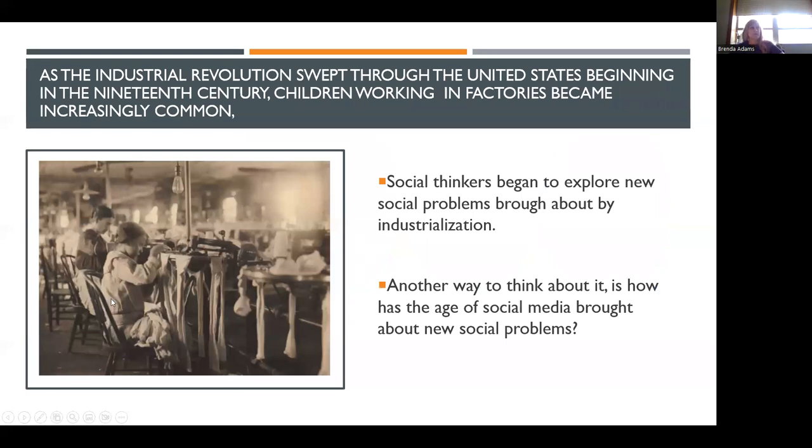As the industrial revolution swept through the United States beginning in the 19th century, children working in factories became increasingly common. So social thinkers began to explore the new social problems brought about by industrialization. Another way to think about it is, how has the age of social media brought about new problems? While people at the beginning of the 19th century were examining industrialization, in our time, we could think about how social media has brought problems in our society.